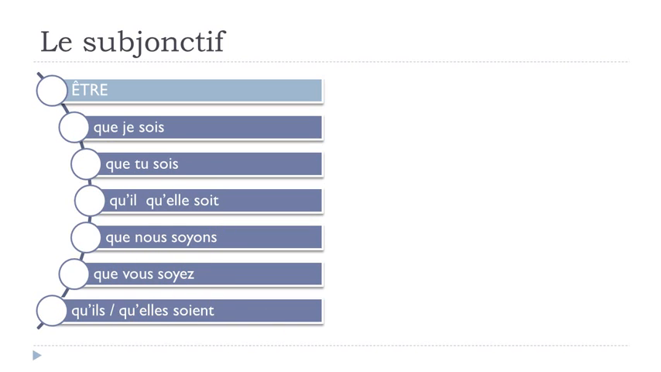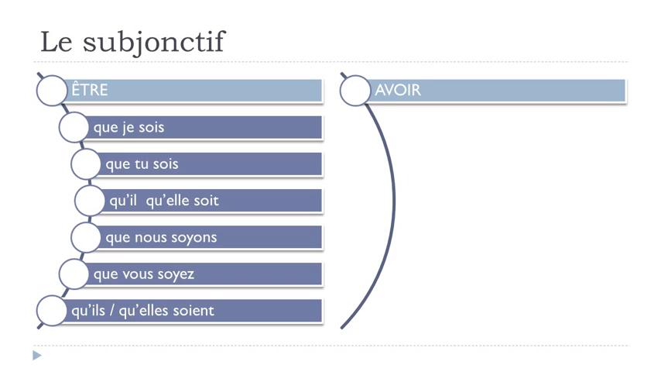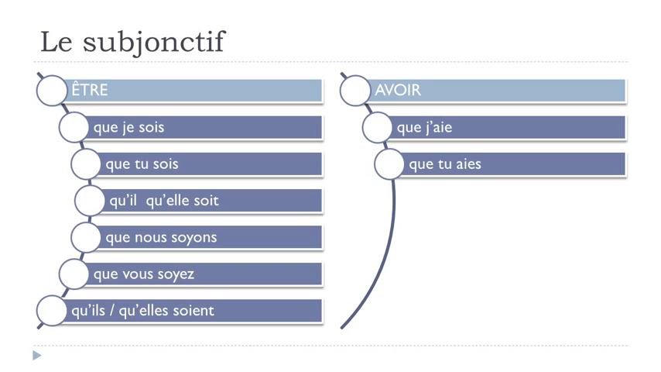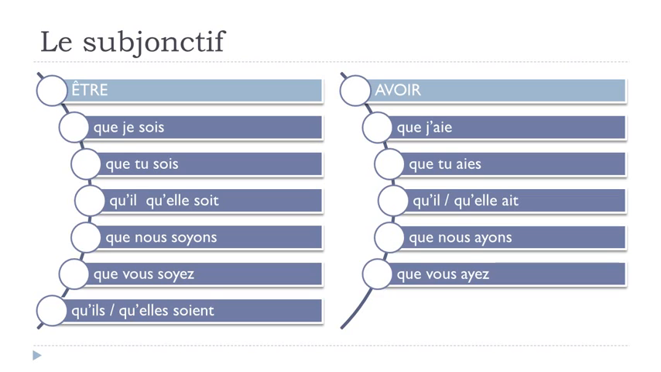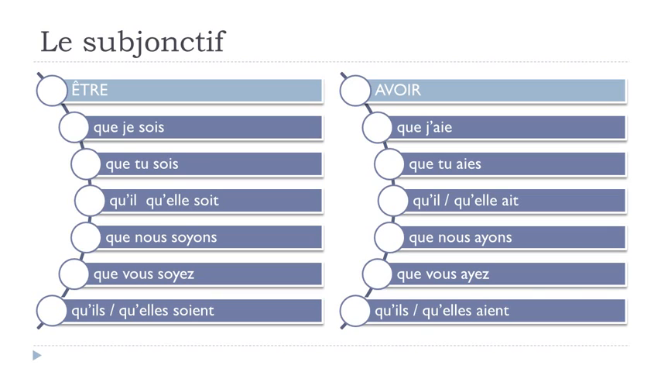And last but not least, avoir, to have: que j'aie, que tu aies, qu'il ait, qu'elle ait, que nous ayons, que vous ayez, qu'ils aient, qu'elles aient. Same thing here, aies and ait phonetically the same, but try to remember how to write them, okay? And then ayons, ayez. So let's read them one more time: que j'aie, que tu aies, qu'il ait, qu'elle ait, que nous ayons, que vous ayez, qu'ils aient, qu'elles aient.